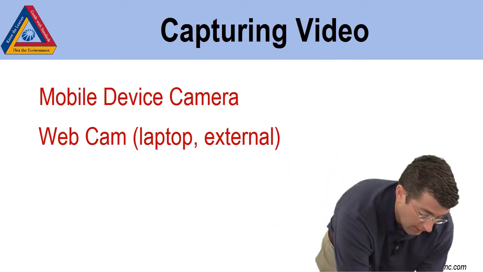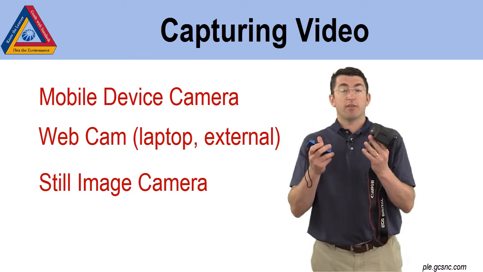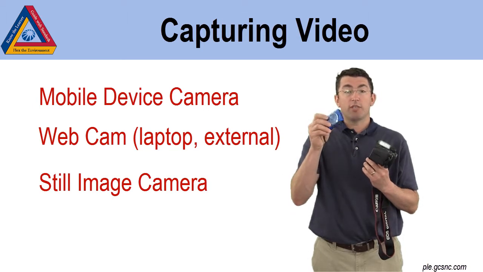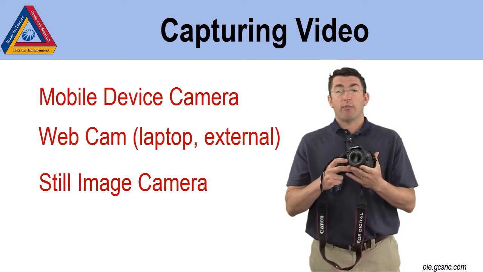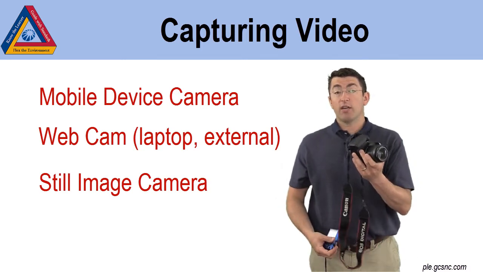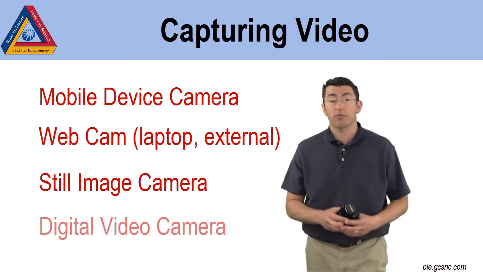Moving up from there are our still image cameras. These are designed to take pictures, not videos, but they'll take decent videos. You can start on a low end with a little point and shoot designed to be really portable, or you can go all the way up to a digital SLR camera. Again, the quality of video is going to vary, and the quality that you get from the DSLR is actually pretty high quality. Moving up from there are digital video cameras.